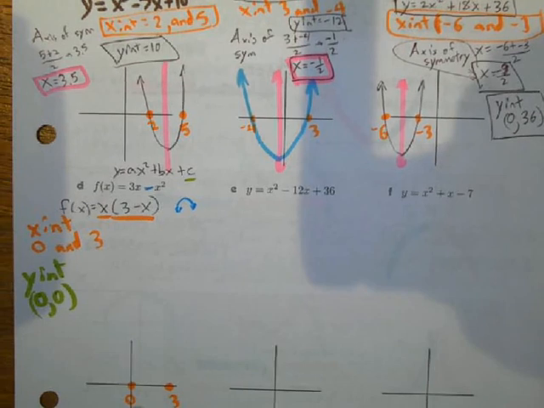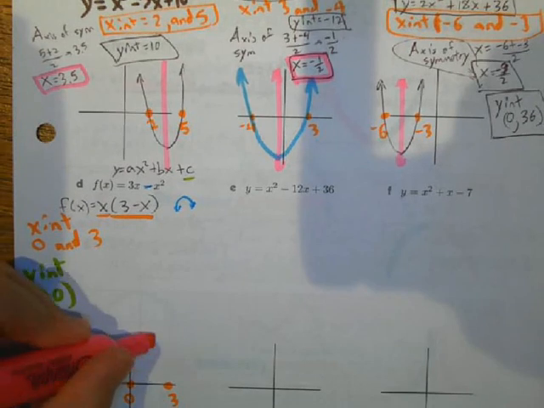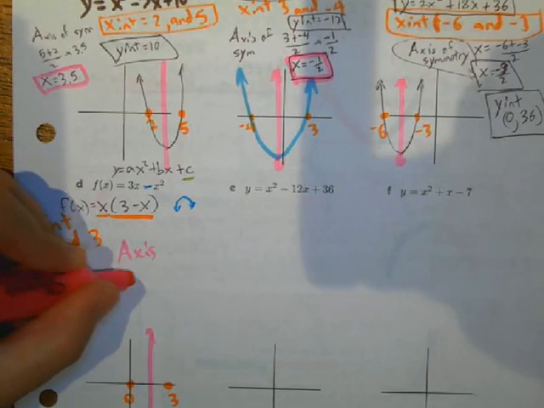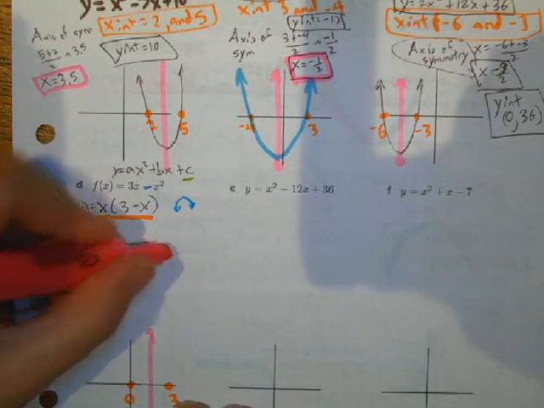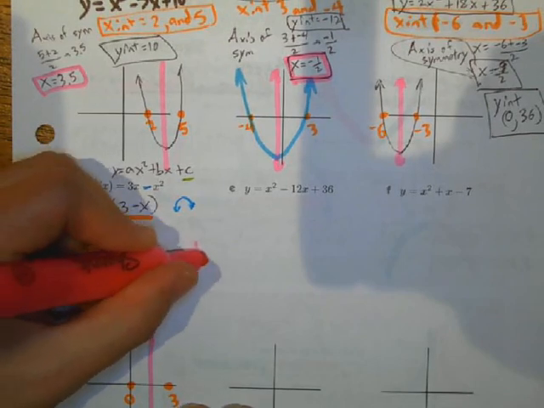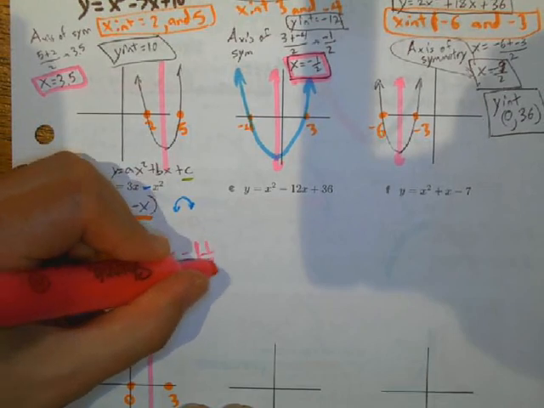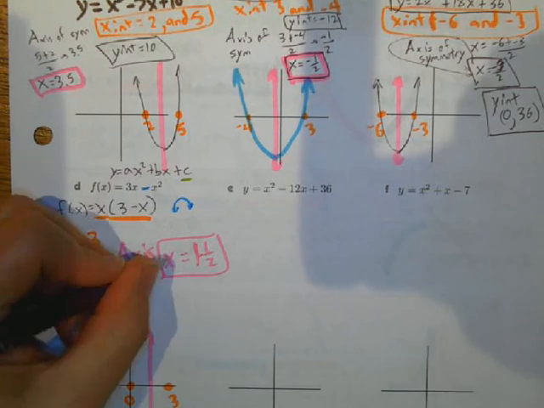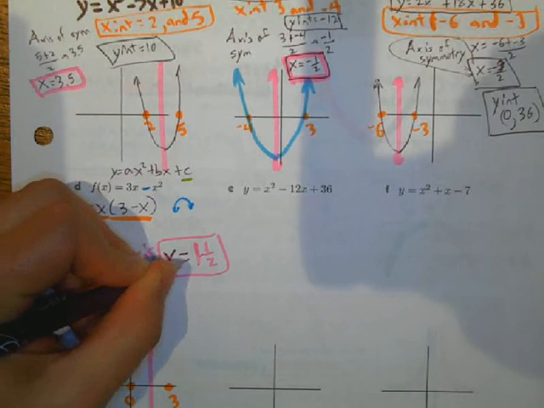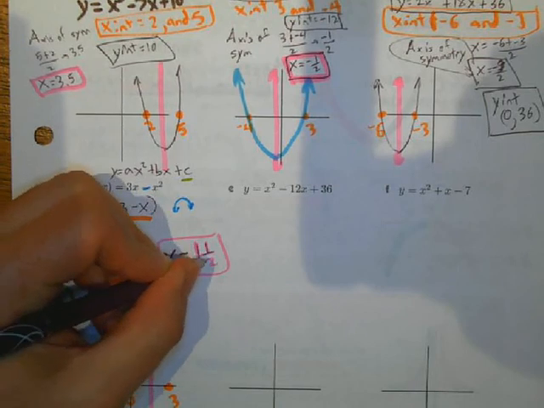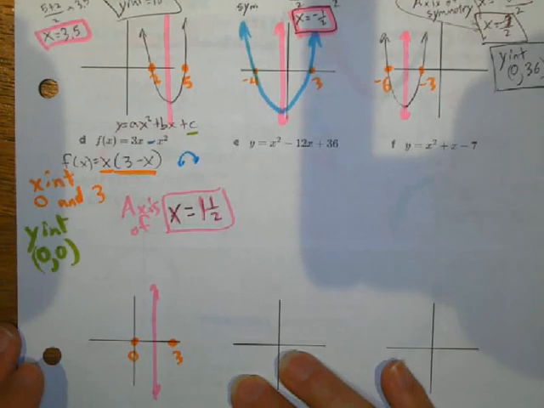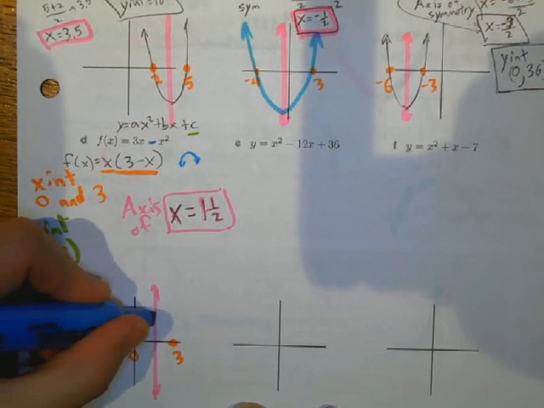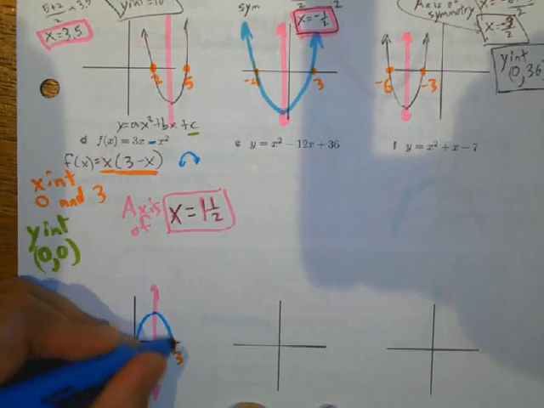The axis of symmetry is halfway between 0 and 3, so the axis of symmetry is x equals 1.5. As I mentioned before, the axis of symmetry must be written as x equals, because that's the equation of a vertical line, x equals 1.5. And lastly, we're going to draw our function like that.